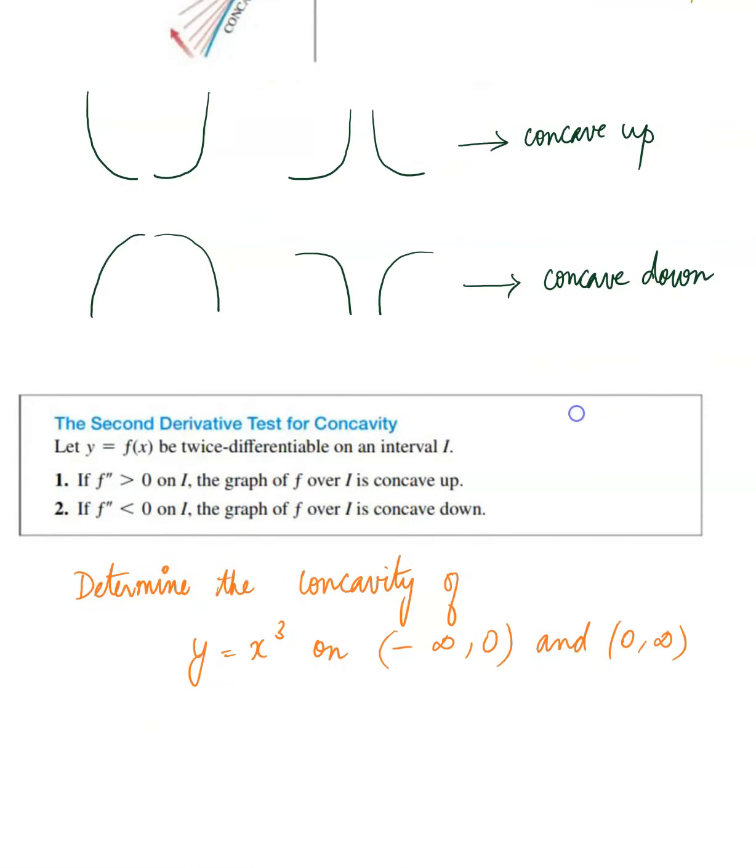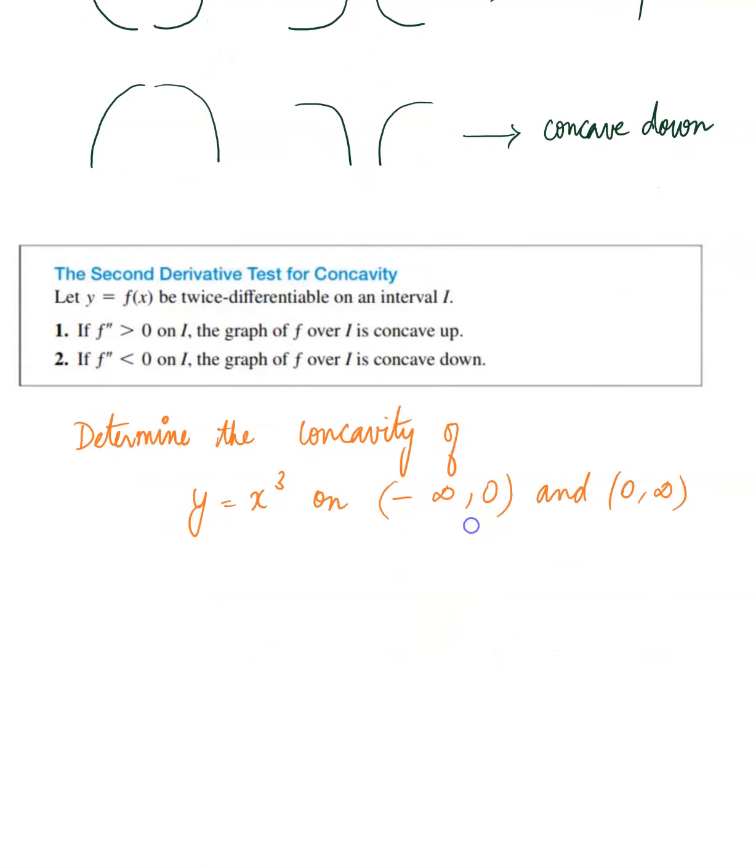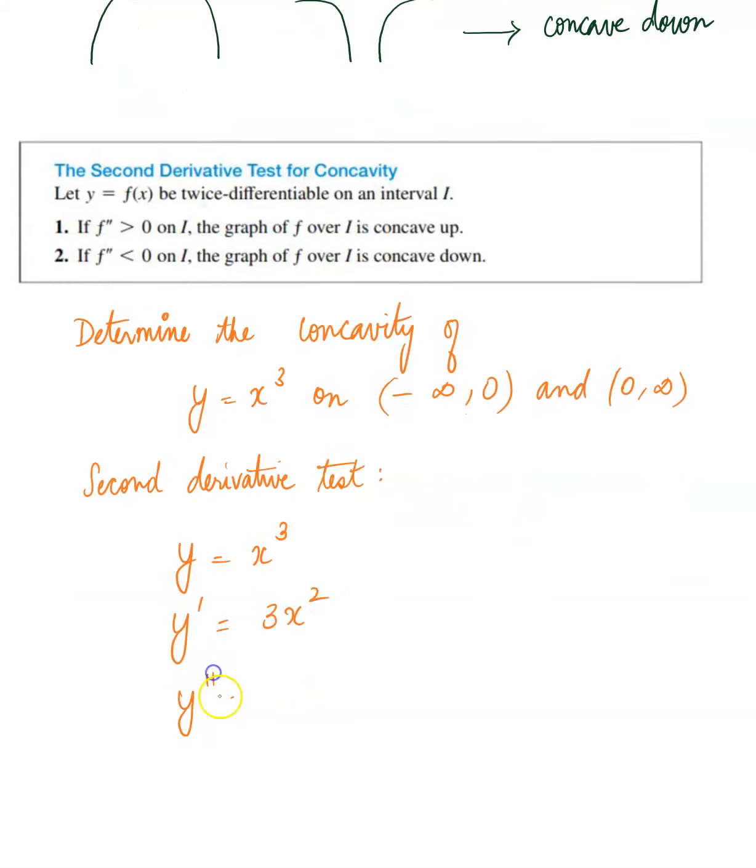So we're going to show this or determine this concavity by using the second derivative test. Okay, so that's an alternative way to look at it. If you have the graph, you can see it, but if not, we're going to use the second derivative test. So first let's write the equation and find the first derivative. That's going to be 3x squared. The second derivative, y double prime, is 6x.